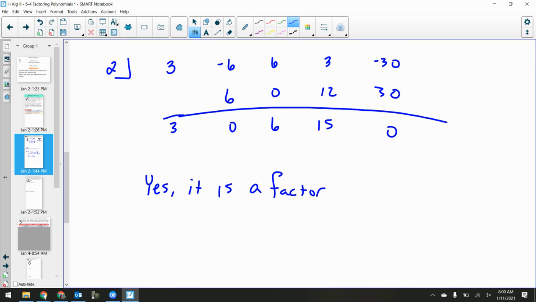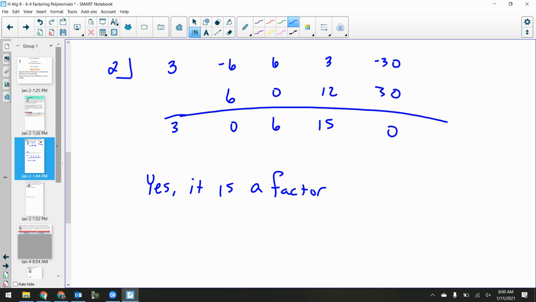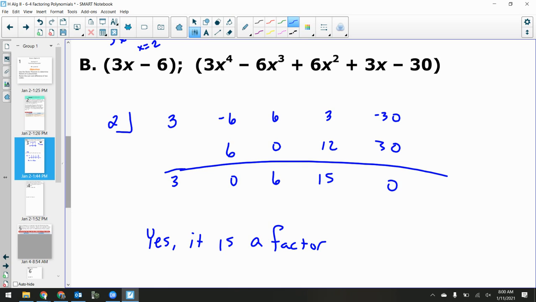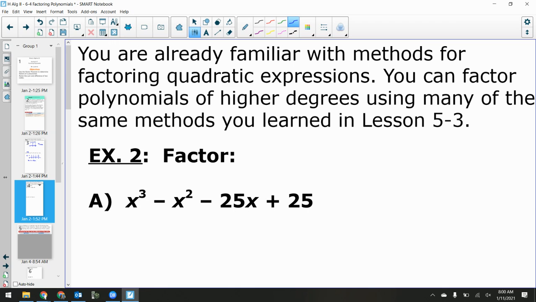We don't know how we got there yet. We don't know how we chose 3x minus 6. Where did that 3x minus 6 come from? That's where we'll be working in the next couple of sections. How do we find out what that factor is? And that's really what we're starting with here. We're already familiar with methods of factoring quadratic expressions. So how can we use those to relate to what we see here?